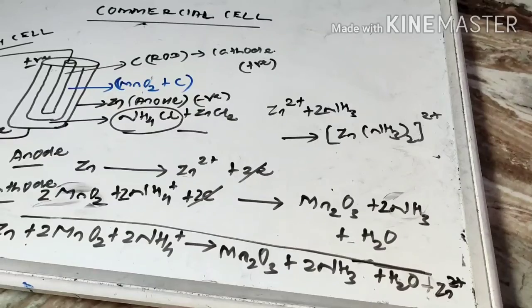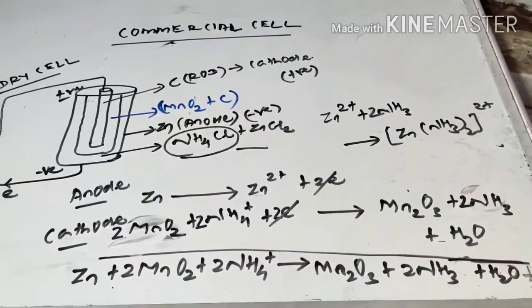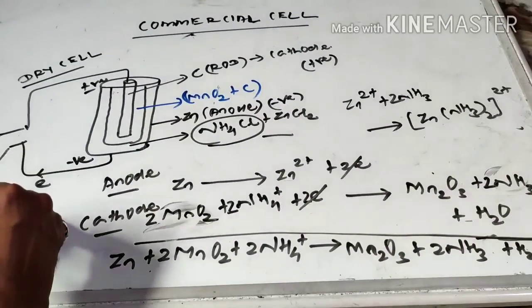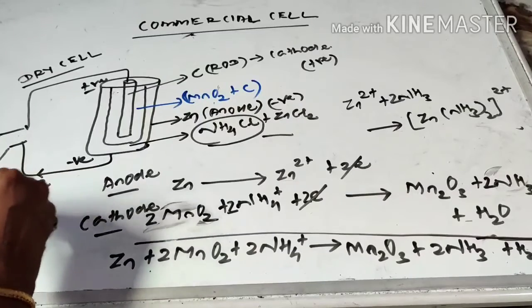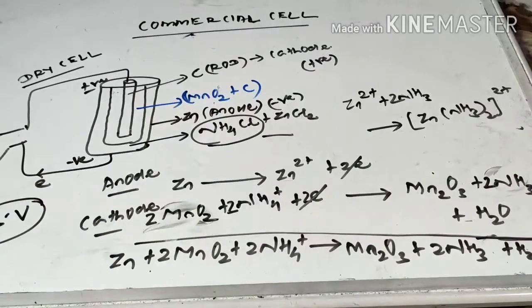And what is the cell potential value of the dry cell? The cell potential value of the dry cell is approximately 1.5 volts. So this is about your dry cell. Next, another type of cell we are using, that is the mercury cell. So I will tell about the mercury cell here.